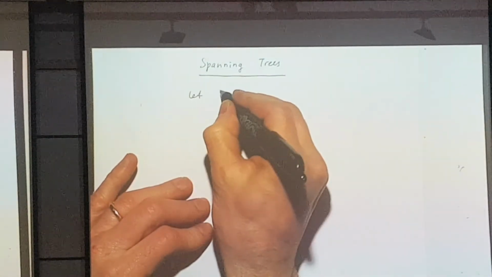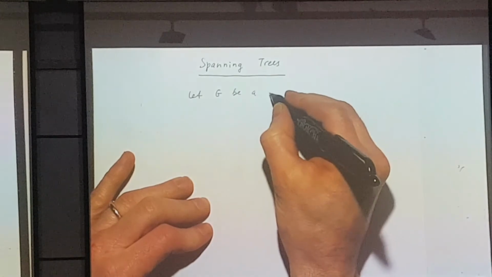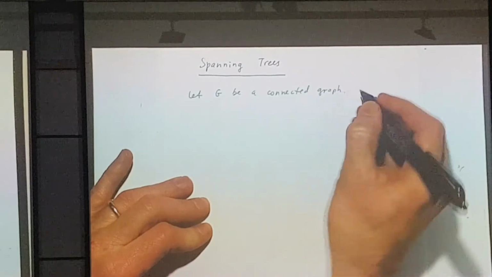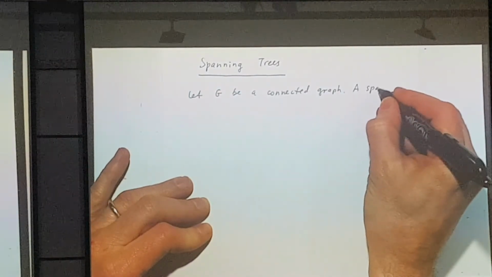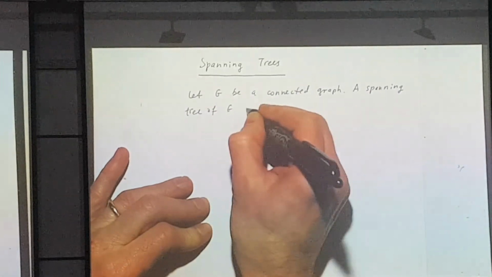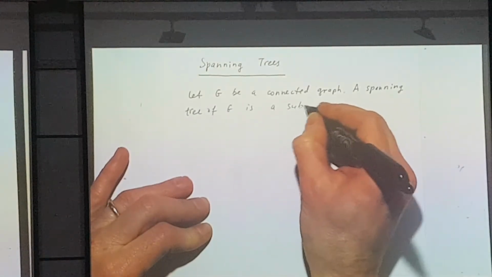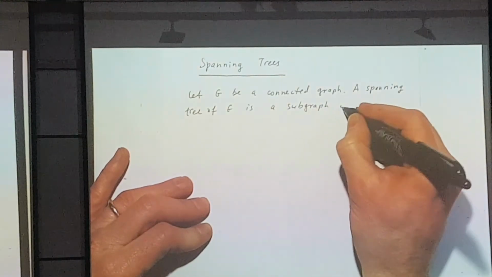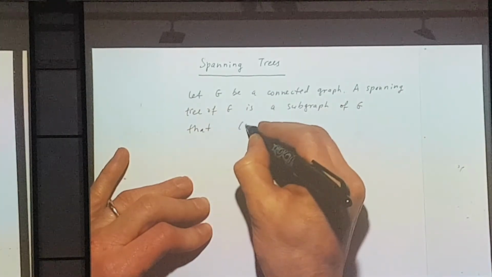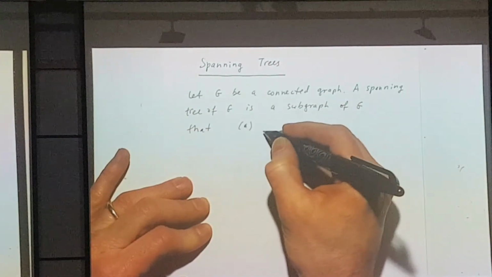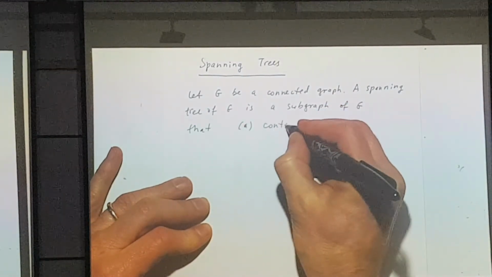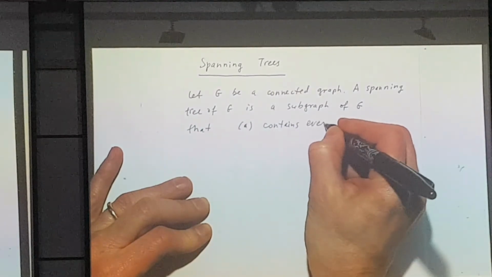So let G be a connected graph. A spanning tree of G is a subgraph of G that has 2 properties. So property A, it contains every vertex of G.